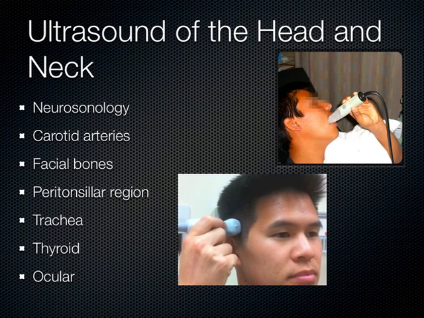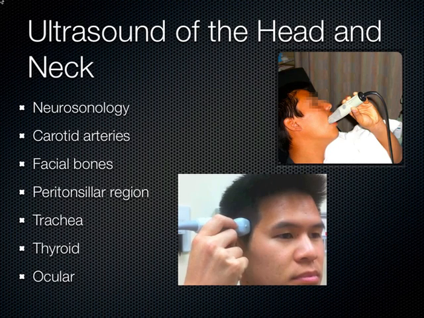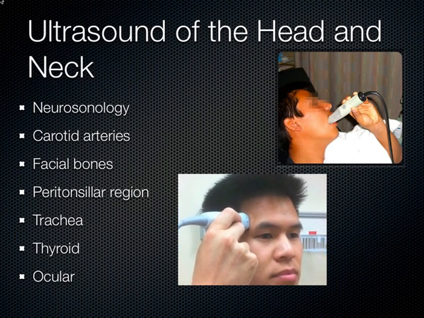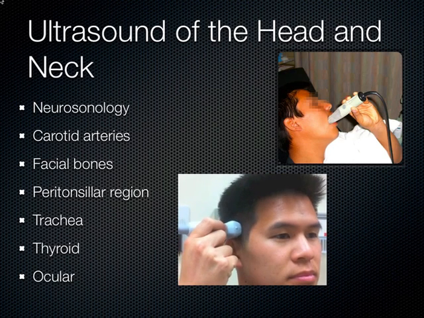Okay, we're going to start talking now about head and neck ultrasound. A lot of topics here, a very dense amount of material. I'm going to go through it relatively quickly because we have a lot to cover. And it ranges from neurosonology or transcranial Doppler, looking in the brain at the vasculature.